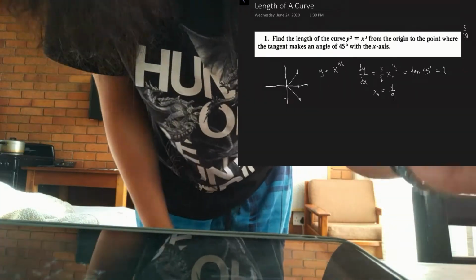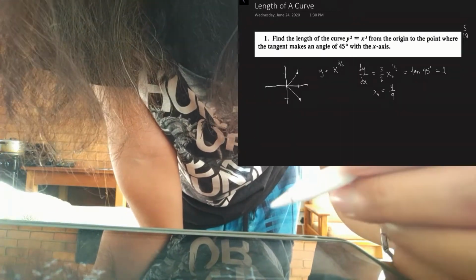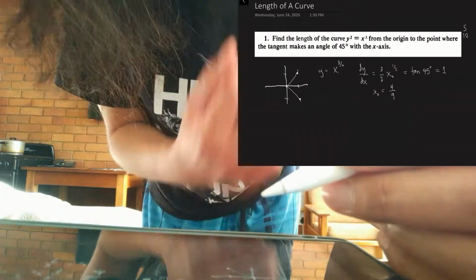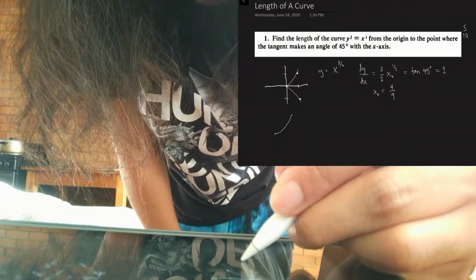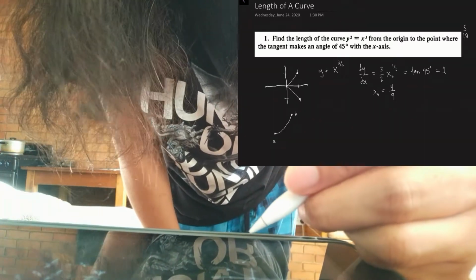Okay, so what happens next? Now we know the point where we want to measure the length of the curve. We want to measure it from the origin to the point whose x value is 4 over 9. So any arbitrary curve, let's say like that, from point A to point B. How do you measure that length in the first place?